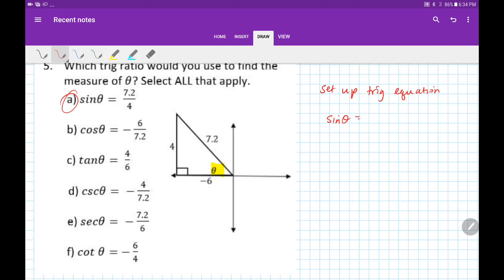It says sine of theta. Well, if I needed sine of theta, it would be y over r. In this case, my y is 4, my r is 7.2, and my x is negative 6. So I want to see, is this equation set up correctly? The equation I should set up is sine theta equals 4 over 7.2. However, you can see it's actually flipped here, meaning that this is not the proper equation.